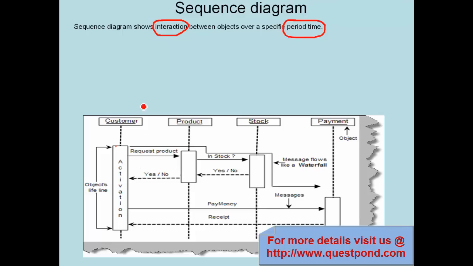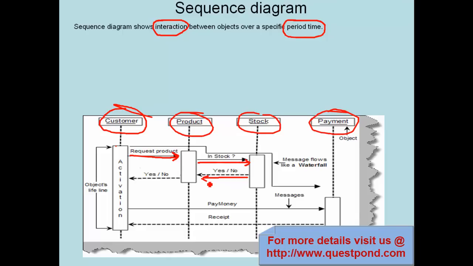So in the video you can see that I have shown a sample sequence diagram. Basically we have objects: customer, product, stock and payment. The customer queries the product object, saying he wants to request a product. The product in turn asks the stock object whether this product is in stock, and then the stock replies to the product object, yes, this product is in stock or not, and the product object finally communicates to the customer object. Once the customer object gets a green signal from the product object saying yes, the product is in stock, he requests to make a payment to the payment object, and the payment object gives him the receipt back.